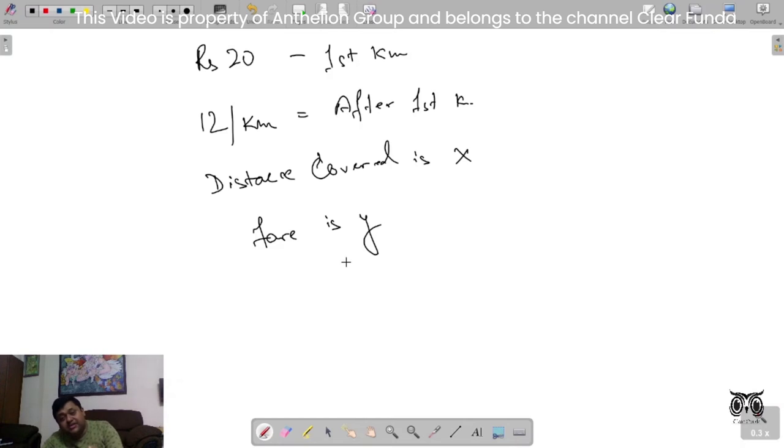So the first kilometer is at rupees 20, which is fixed. So the moment somebody completes the first kilometer and reaches the second kilometer, then what will be the value? So the first kilometer is fixed, so we write it something like this: x minus 1 into 12 per kilometer plus 20 is the fare. This should be the equation.